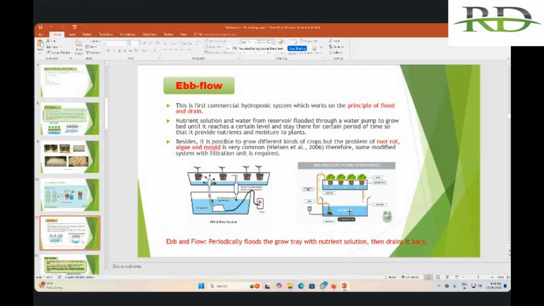Here you can see another picture showing how the water is pumped and the roots are submerged in this nutrient-rich solution, and the excess again goes back to the nutrient tank. It is also a circulatory system. Okay, I think it is understandable.